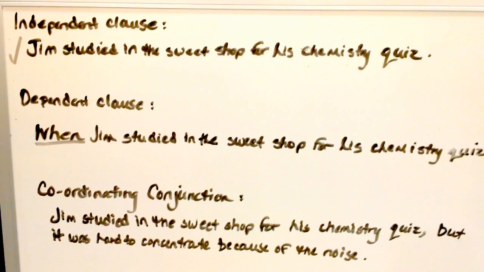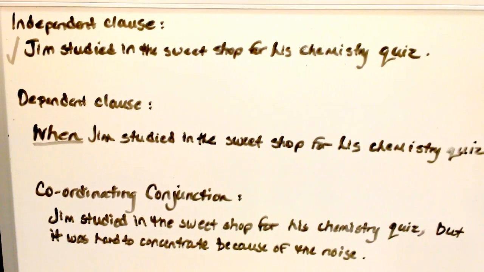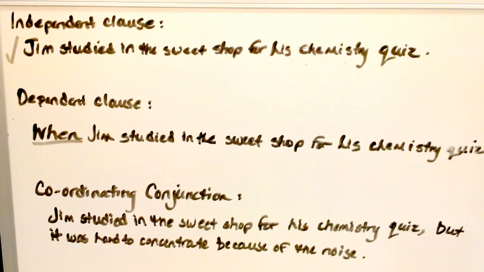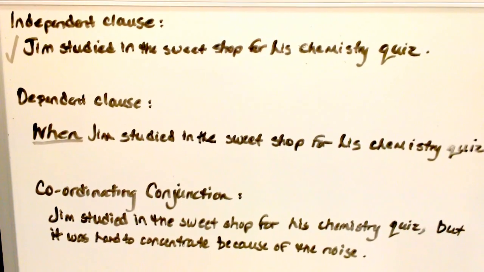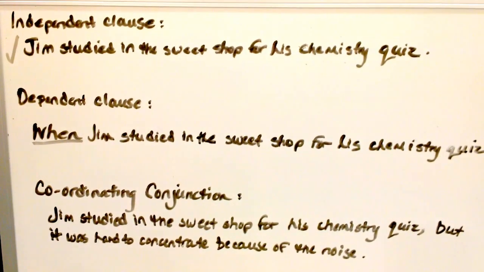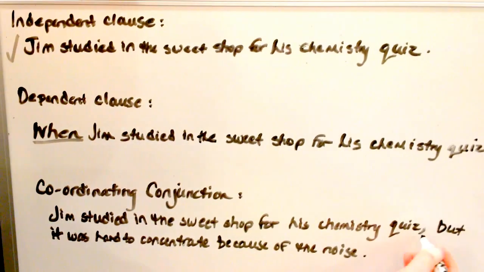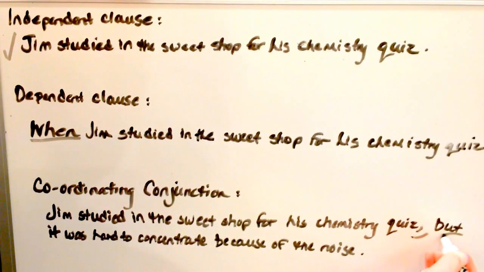Here's an example. Jim studied in the sweet shop for his chemistry quiz, but it was hard to concentrate because of the noise. The coordinating conjunctions are the comma and but.